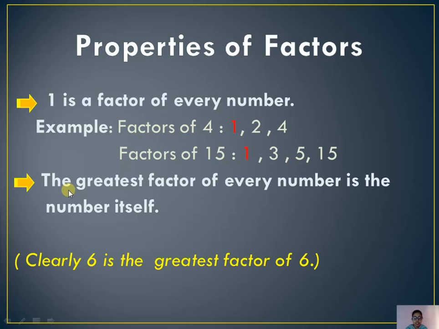Next property is the greatest factor of every number is the number itself. Let us understand this through an example. Factors of 6 are 1, 2, 3 and 6. Clearly 6 is the greatest factor of 6.